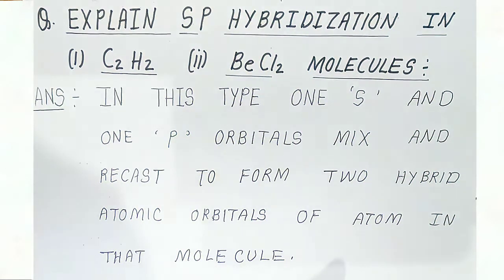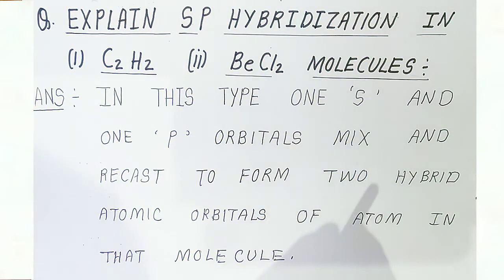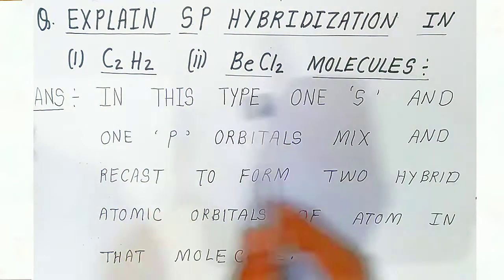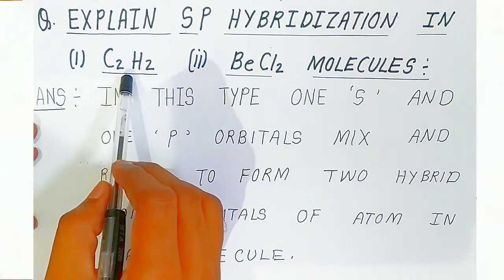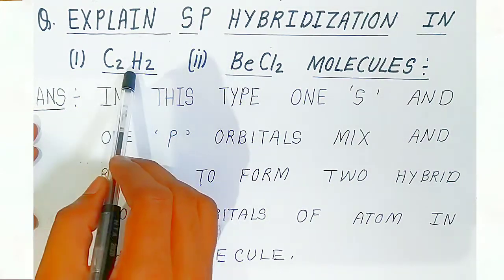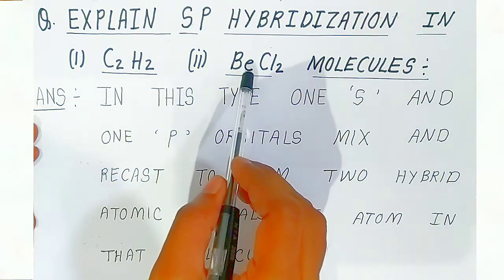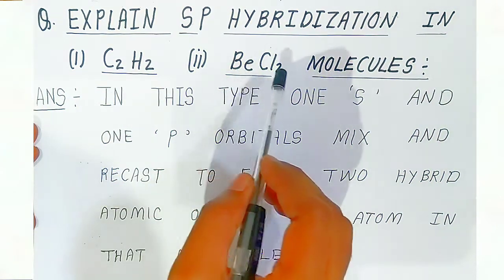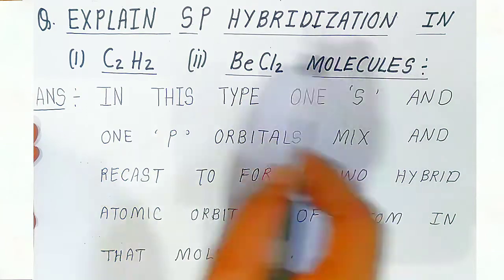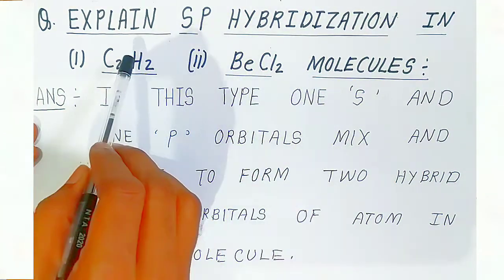Today students we are going to see the sp hybridization. In last lecture we have seen sp2 hybridization. Now students, the examinations are asking to explain sp hybridization, whether it is in the acetylene molecule, that is C2H2, which we also call acetylene or ethyne, and here it is BeCl2, that is beryllium chloride molecule. Okay students, out of these two, every year they are asking one example.